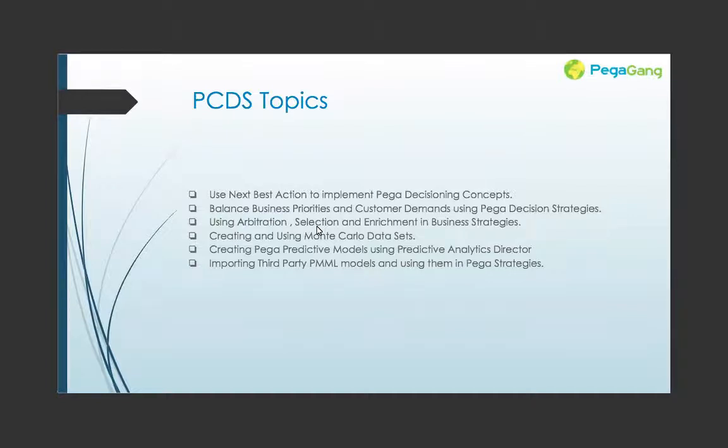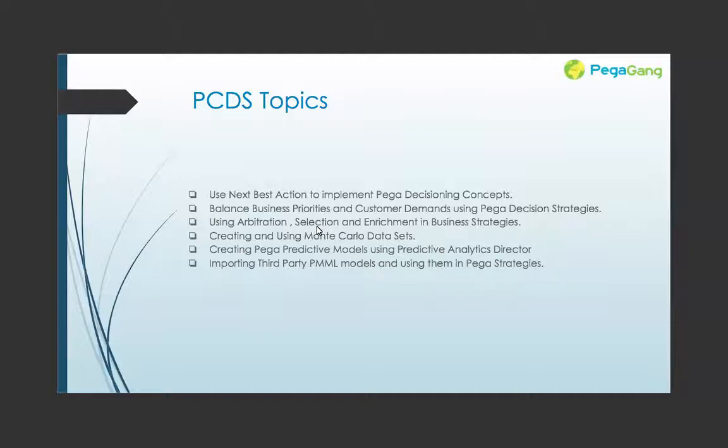Then we will discuss how to design Pega strategies, which is one of the most important rules of Pega. So next best actions call Pega strategies, and inside Pega strategies, you design your strategies so that you can balance your business priorities and customer demand, right? So we want our strategies designed in a way that the organization earns profit, plus the customers are happy, because unless a customer is happy, an organization cannot make profit in the long run, okay?